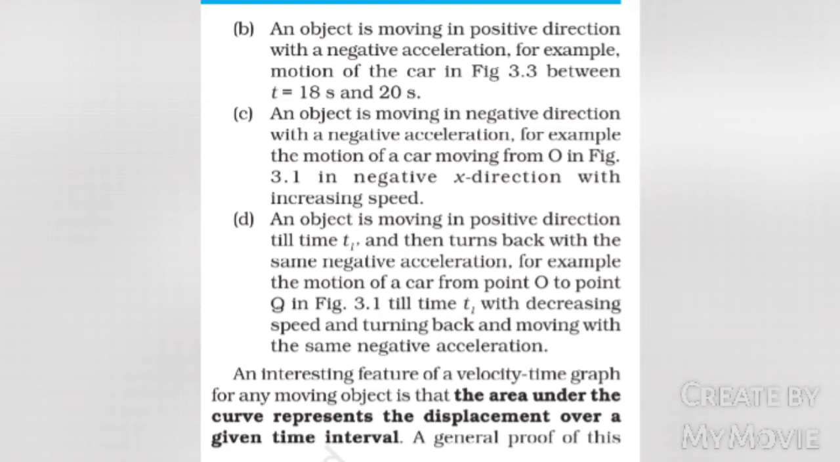D. An object is moving in positive direction till time t1 and then turns back with the same negative acceleration. For example, the motion of car from point O to point Q in figure 3.1 till time t1 with decreasing speed, and turning back and moving with the same negative acceleration. An interesting feature of a velocity time graph for any moving object is that the area under the curve represents the displacement over the given time interval.